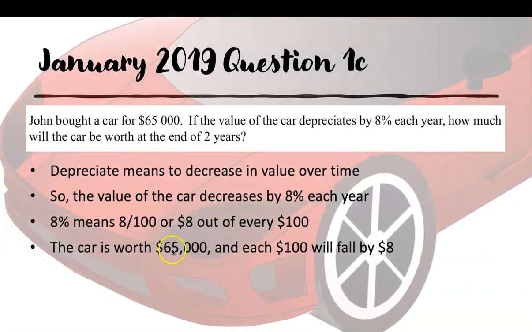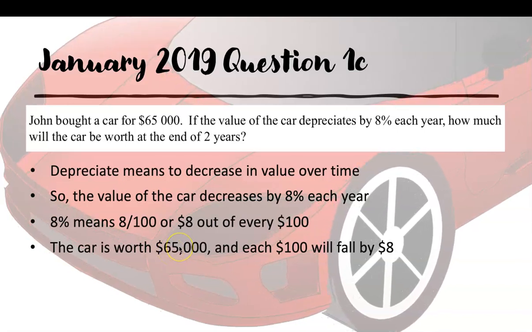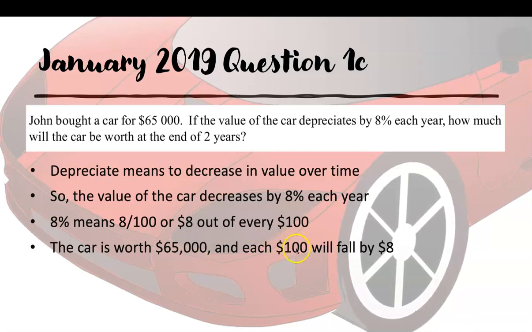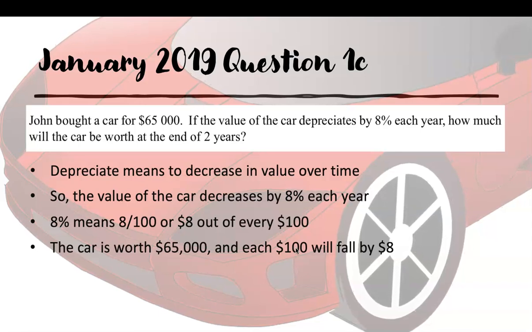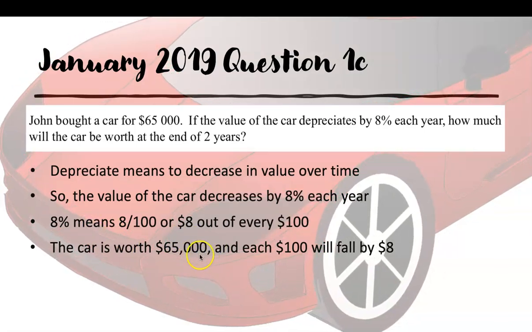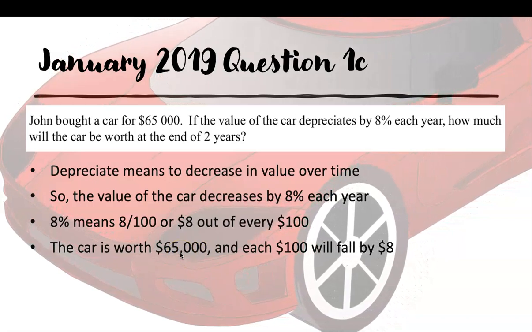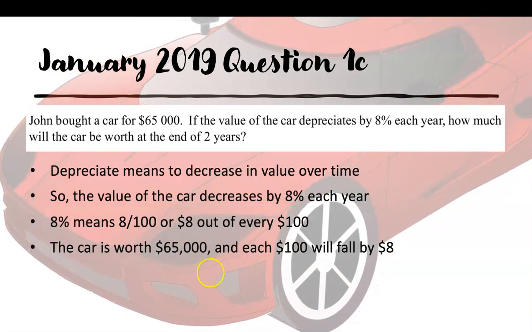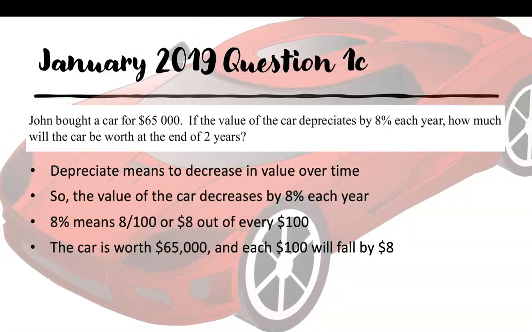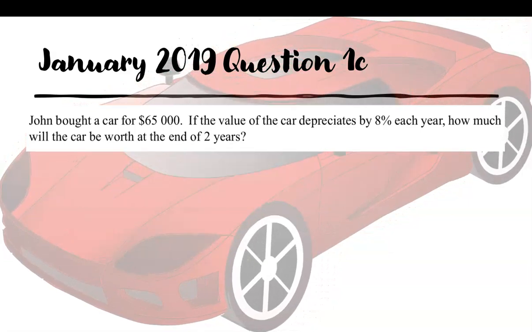So how do we find how many $100 make up 65,000? Right, we basically say 65,000 shared up into $100 bills. And how do we share something into equal amounts? We do so by dividing. Right, so we'll be saying 65,000 divided by 100, and if you cancel the zeros, you realize that that will give you 650. So there are 650 $100 bills that make up $65,000. And each one of those 650 $100 bills will lose $8 of value. So let's go to the calculation.